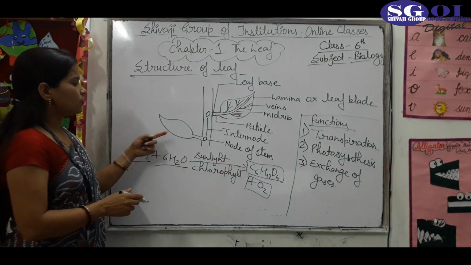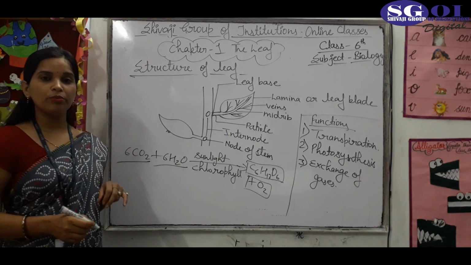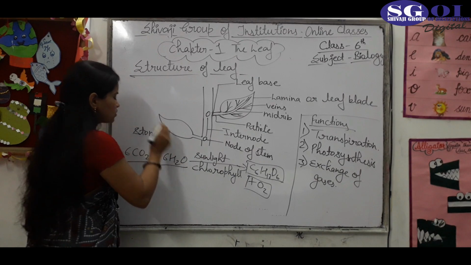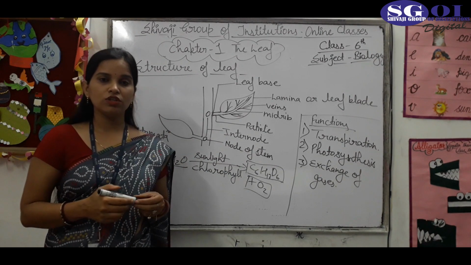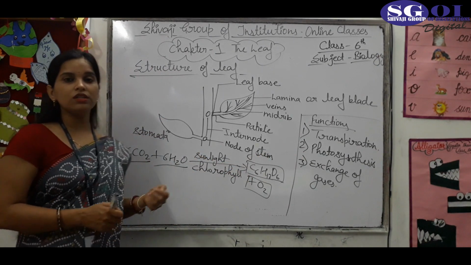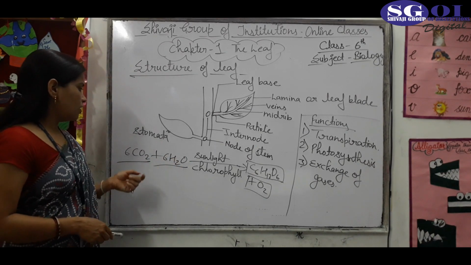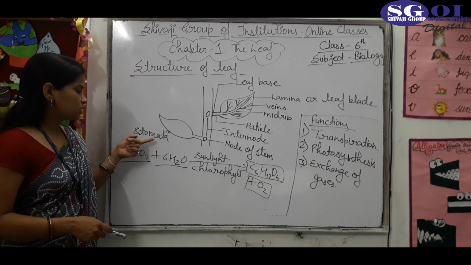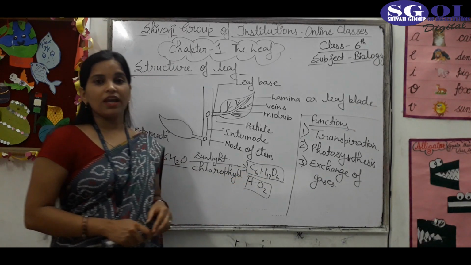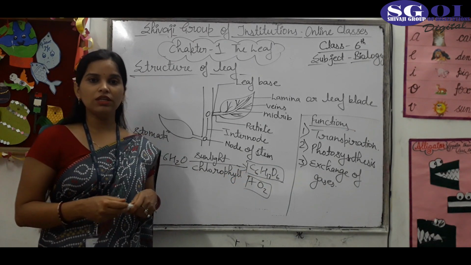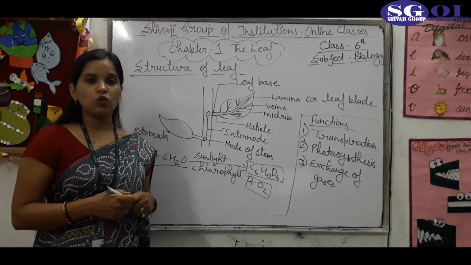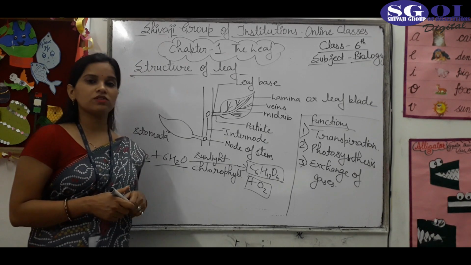Students, on the lower surface of the leaves, there are minute or tiny pores, and these pores are called stomata. Stomata help in the exchange of gases. In the process of photosynthesis, the plant requires carbon dioxide. Where does the plant get the carbon dioxide? From the atmosphere; the stomata absorb the carbon dioxide, so photosynthesis can take place. And in the process of respiration, plants also need oxygen, and the stomata also absorb the oxygen. So the function of the stomata is the exchange of gases.